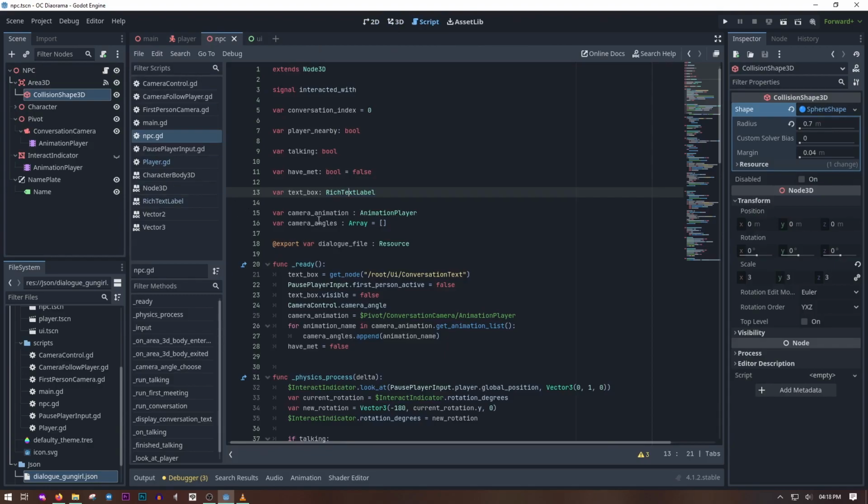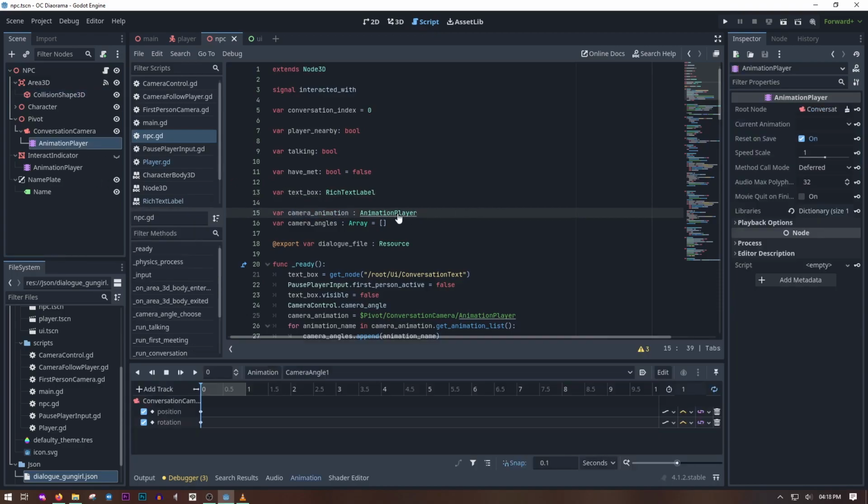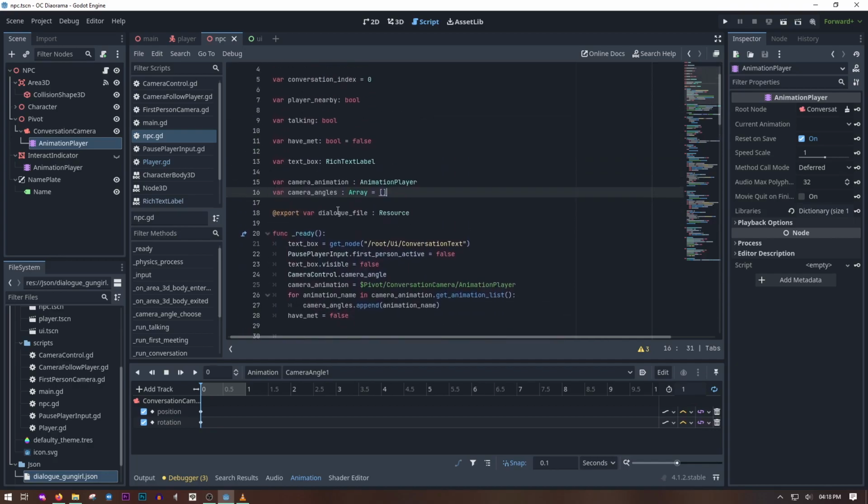Right, let's go back to scripts. So we've got text box, which is rich text. We've got camera animation player. That. Camera angles. There's an array of camera angles that it can choose from. This will all make sense later. An export variable, dialog file resource.